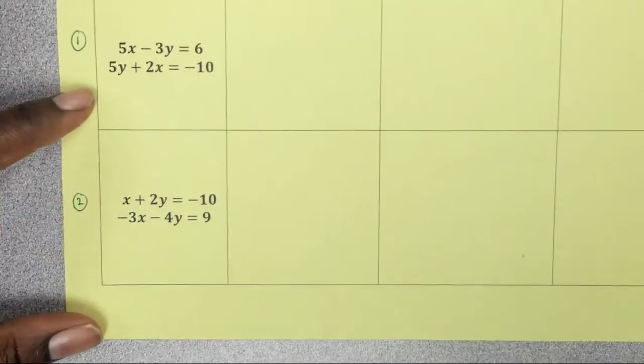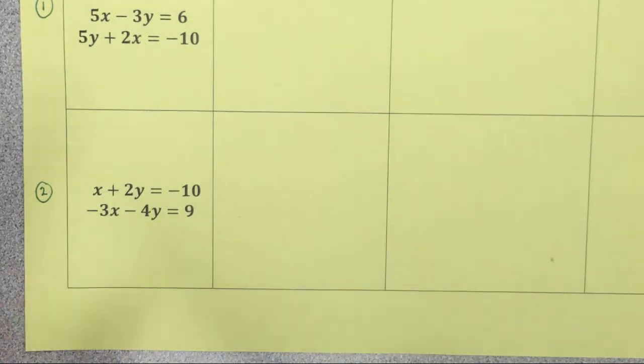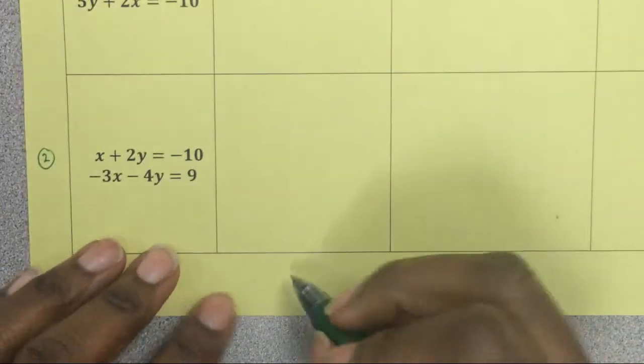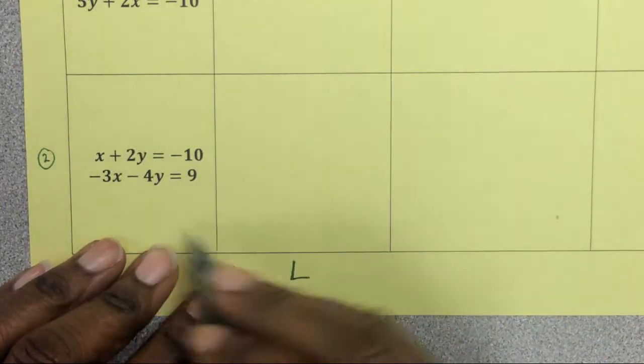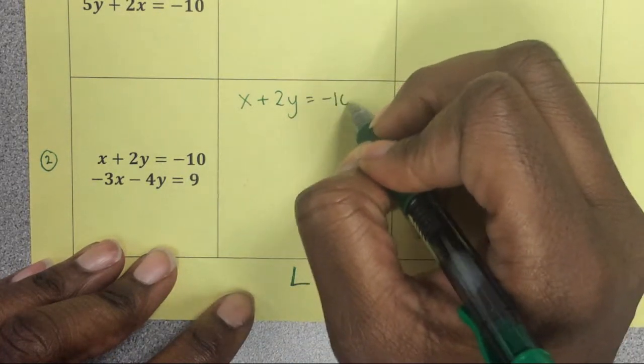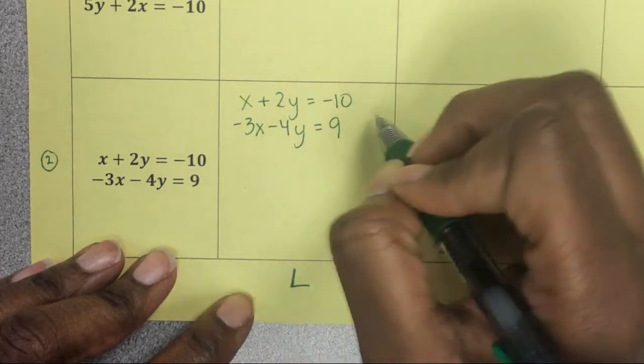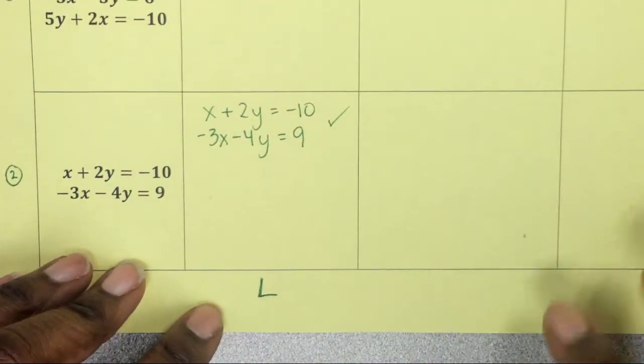Dang. I was hungry. On problem 2, we're looking at it. Remember what the L stands for? The L stands for, are they lined up? Are the X's and Y's lined up on the same side? Yes. So we don't have to do any moving or anything to line them up. Check, that's already lined up.